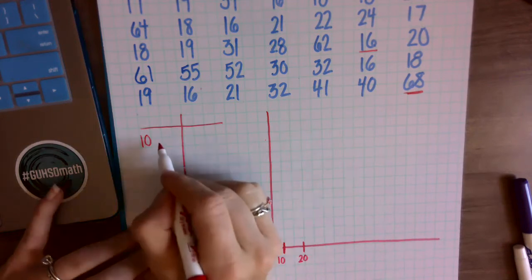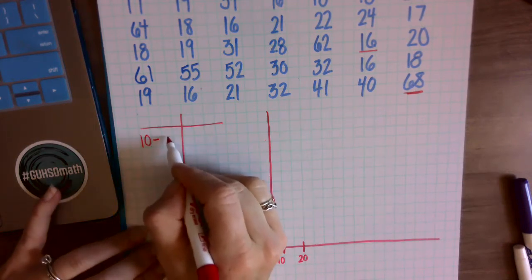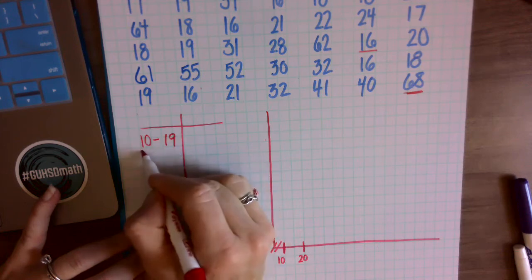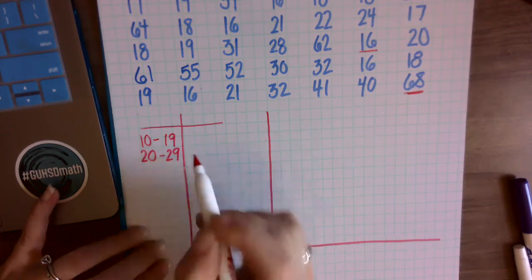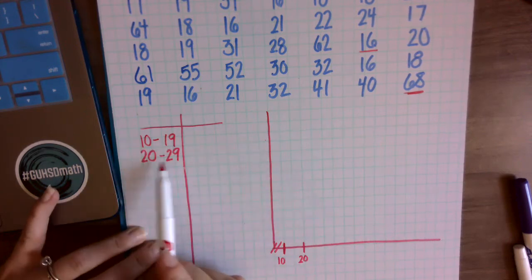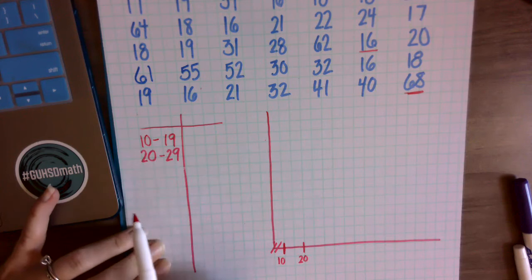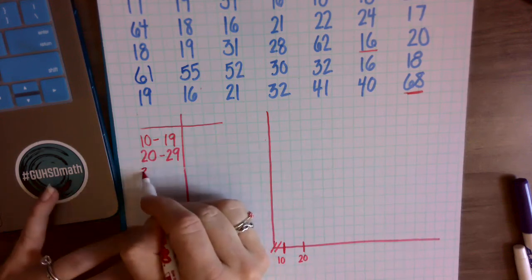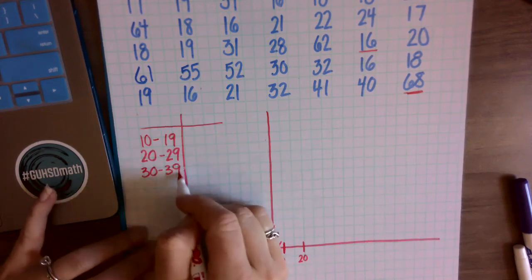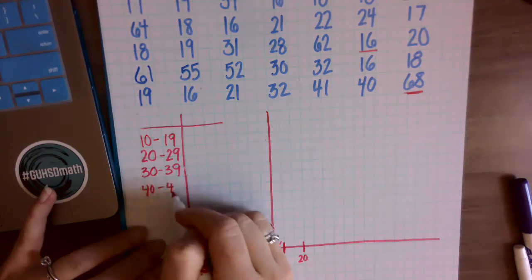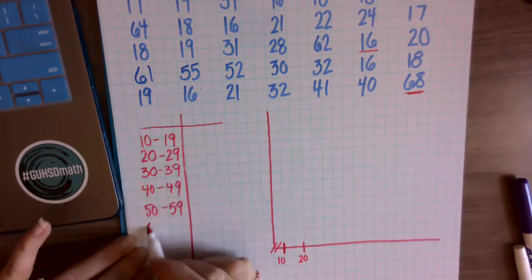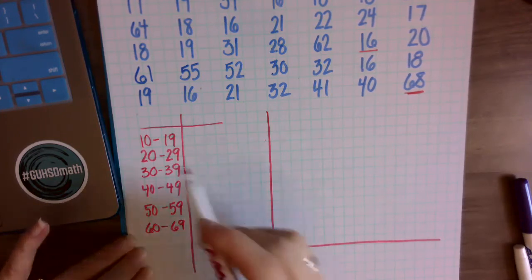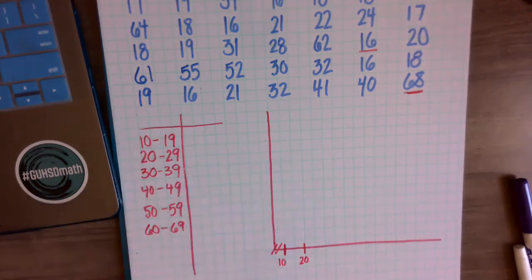So if I want to do that, then I would go from 10 not to 20, but to 19. And then I would go from 20 to 29. Always make sure these are the same number of people that are in it. There are 10 values here, 10 values here, and so on and so forth. So then I'd have 30 to 39, 40 to 49, 50 to 59, and last but not least, 60 to 69. Now, this is 1, 2, 3, 4, 5, 6. Perfect. I want to have at least 5 when I do this.